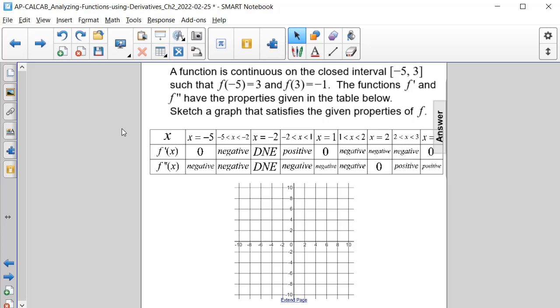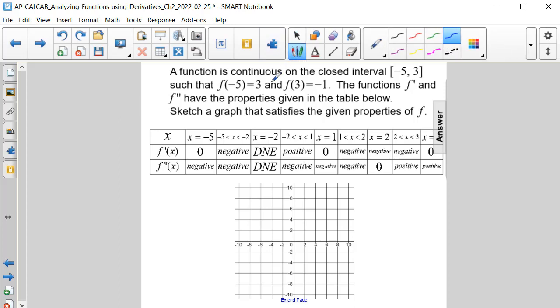A function is continuous on the closed interval from -5 to +3, such that f of -5 is 3 and f of 3 is -1. The functions f prime and f double prime have the properties given in the table below. Sketch a graph that satisfies the given properties of f.